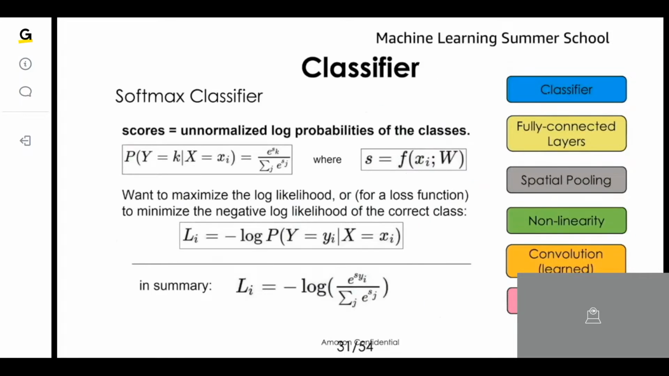Finally, we come to the classifier. In our case, we are using the softmax function as our classifier. So what is a softmax function? The softmax function takes an n-dimensional vector of real numbers and transforms it into a vector of real numbers in the range of 0 to 1, which add up to 1. In other words, it converts whatever scores your CNN or fully connected layers have given into probabilities.